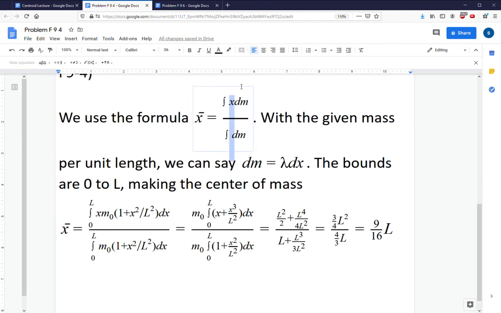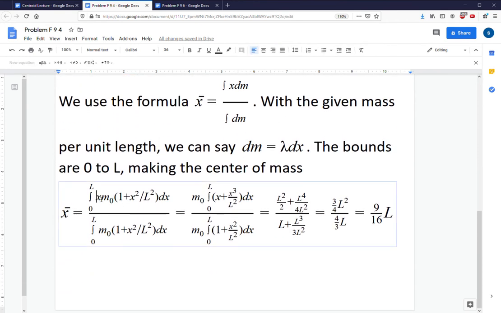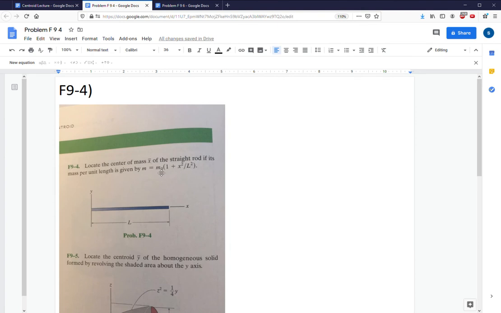So setting this up, x dm over dm, well, this is x dm all over dm. Now when doing this integral, one thing that does make it easier, both terms have this m naught constant. Constants we can divide out from inside the integrand, and so we get m naught here and m naught here, and those will cancel. So it turns out, given this distribution, it doesn't actually matter what the mass is, only that it follows this distribution.